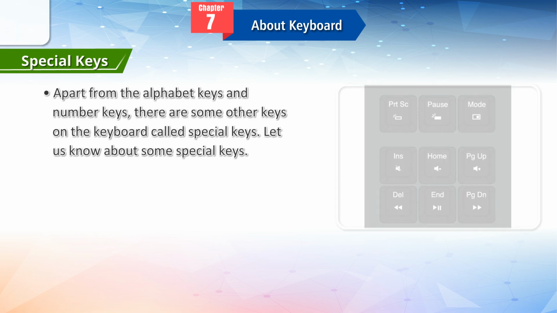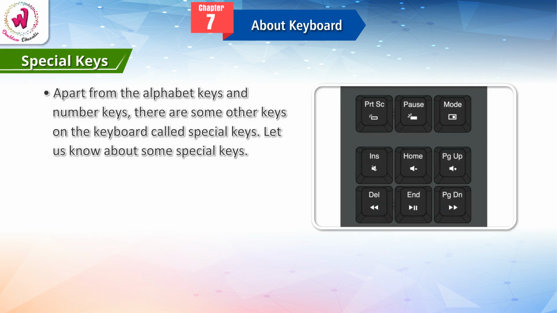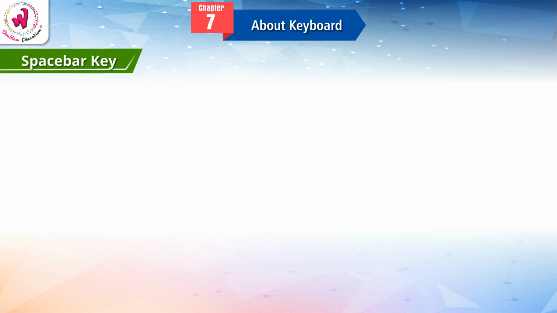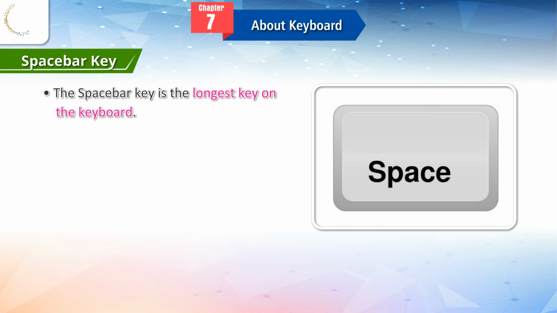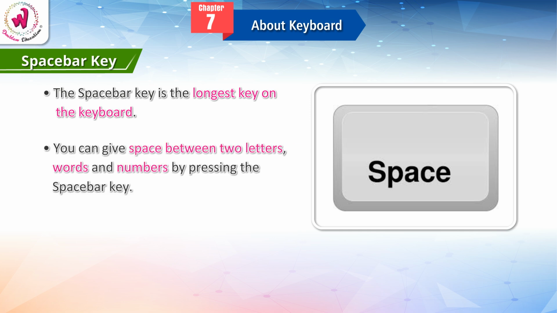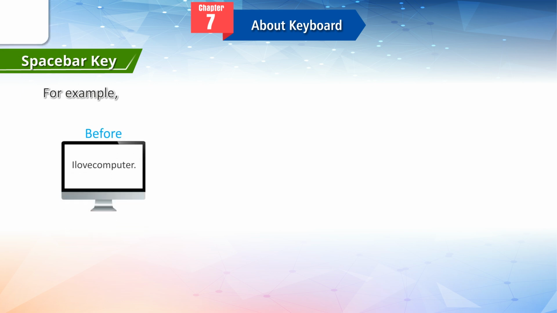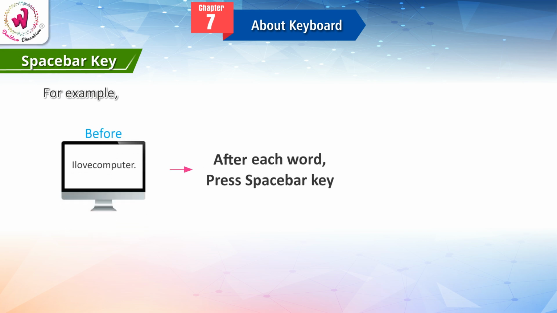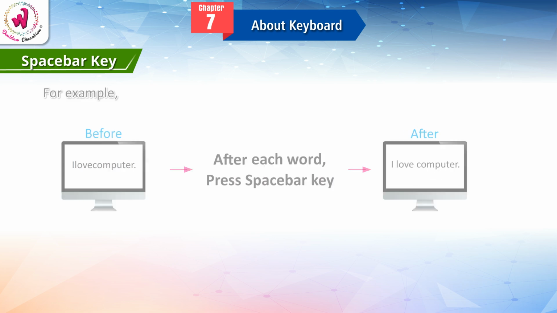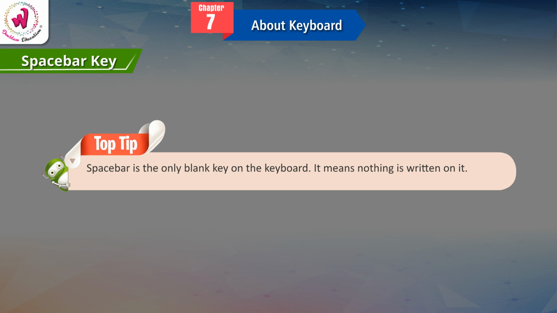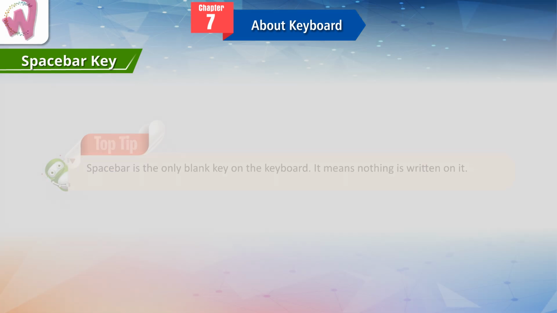Special keys. Apart from the alphabet keys and number keys, there are some other keys on the keyboard called special keys. Let us know about some special keys. Space bar key. The space bar key is the longest key on the keyboard. You can give space between 2 letters, words and numbers by pressing the space bar key. For example, before, after each word, press space bar key. Top tip. Space bar is the only blank key on the keyboard. It means nothing is written on it.